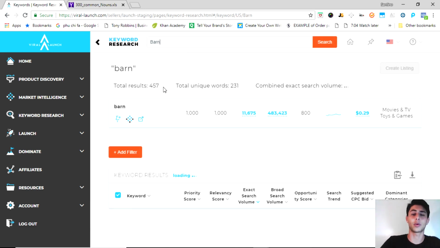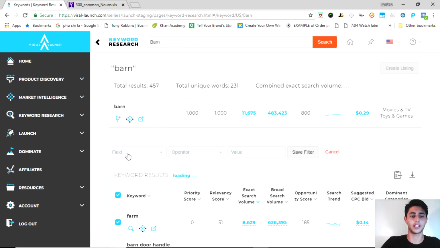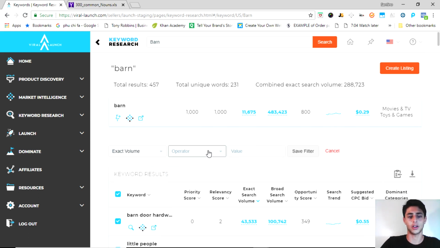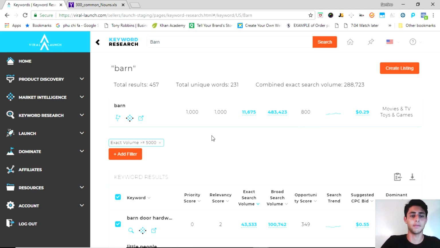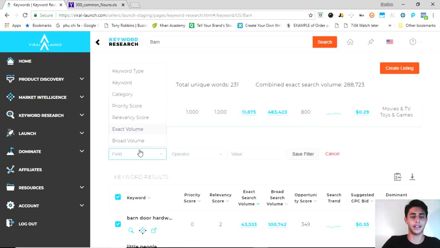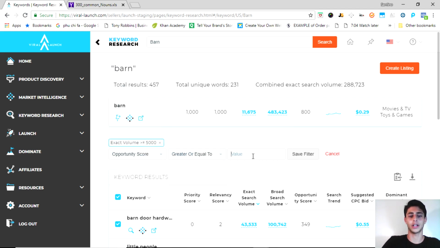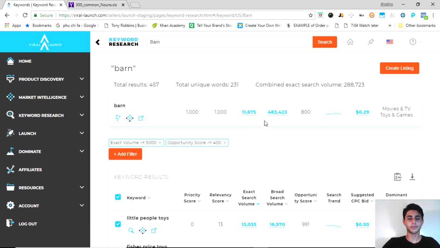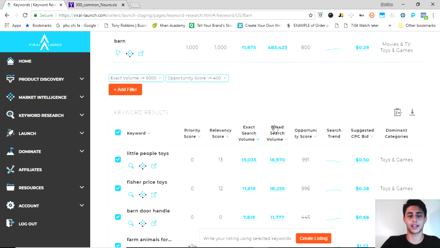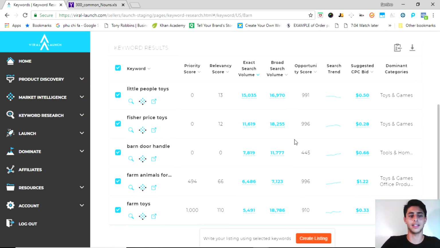And then again, we're just going to really quickly set our market filters. So we're going to hit add filter here. First filter we want to set is exact search volume. So we're going to hit exact volume, greater than or equal to, and then 5,000, because we want to find products that have at least 5,000 monthly searches. And then add another filter by opportunity score, greater than or equal to again, 400, because we want to find products that haven't been oversaturated. And then again, we'll just filter by exact search volume, which is already filtered by descending.